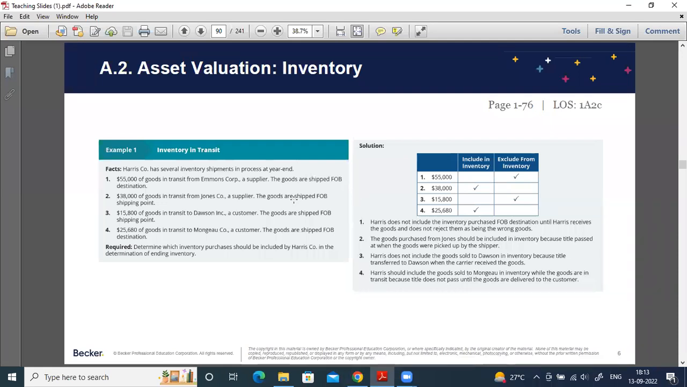Now the second one is 38,000 of goods in transit from Jones Co. It is another supplier. The goods are shipped FOB shipping point. Right? Now, in this case, what do we need to do?